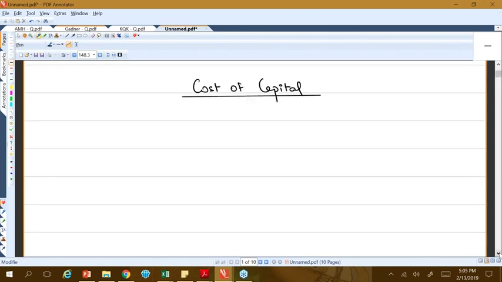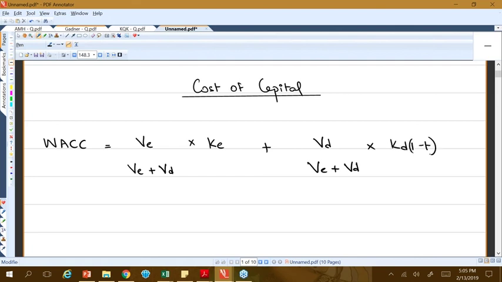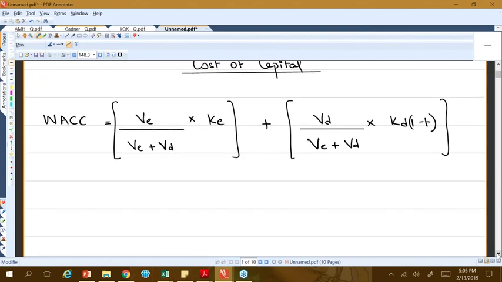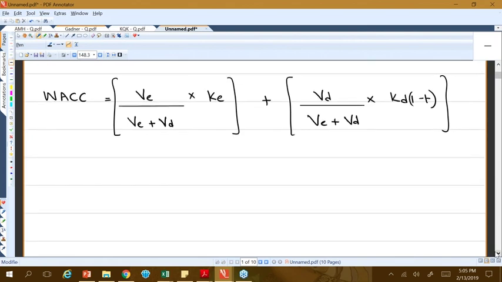Now, within the cost of capital, when I say WACC, which is the weighted average cost of capital, what we see in our formula sheets is a really nice and beautiful formula, which looks something like this. That is the WACC formula in the formula sheets. Before we do anything else, let's try to simplify this formula and understand what it is trying to do for us.